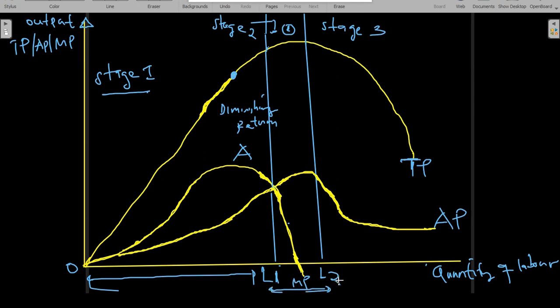At stage 2, it begins from L1 to L2. At this stage, number 2, is whereby now the total product is increasing at a decreasing rate. This means that it will increase and start decreasing. So marginal product declines as well as average product declines as well. And what you need to understand, in stage 2, marginal product is less than average product. This means that it provides room for more extension of increasing inputs to produce more output.